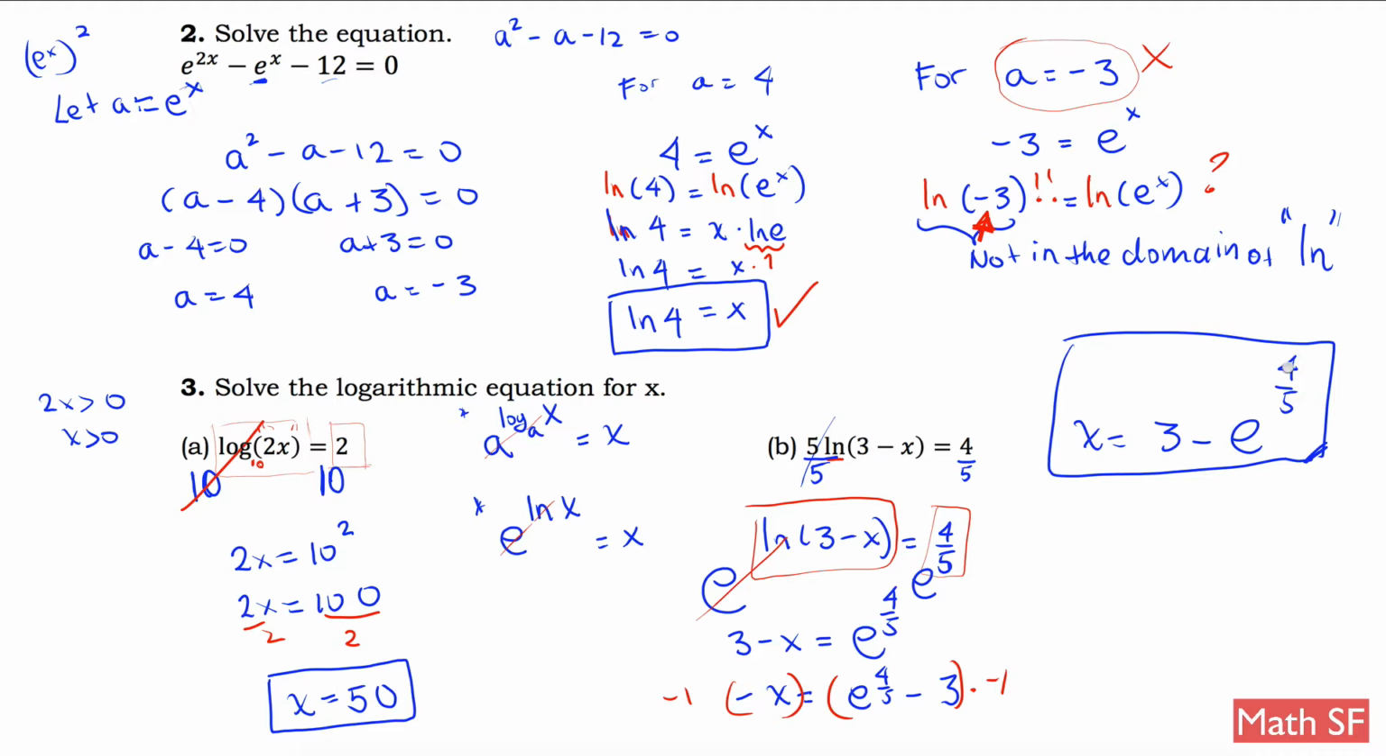Now you might say, is this a solution? Remember that we forgot to find the domain here, and the domain should be that 3 minus x should be greater than 0. So 3 should be greater than x. Therefore, the domain is negative infinity to 3. Does this make sense? It does make sense, right? This answer belongs to the domain, so we're fine there. So that's how you're going to be solving logarithmic equations.